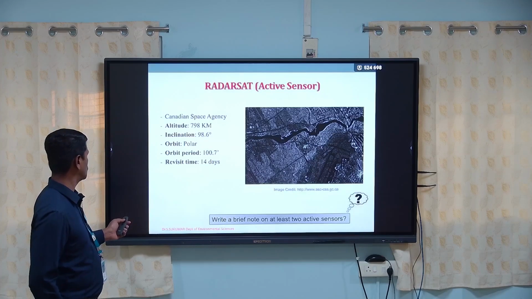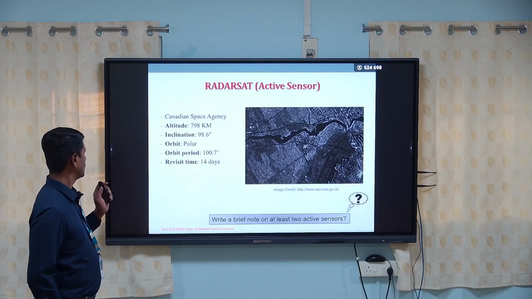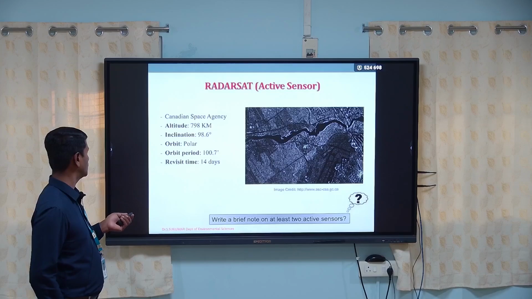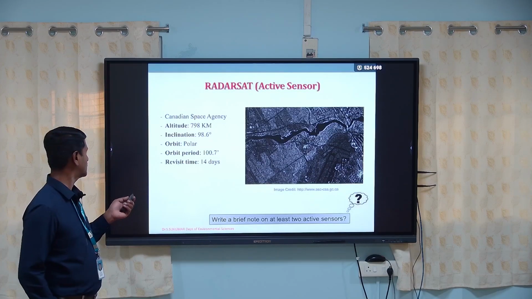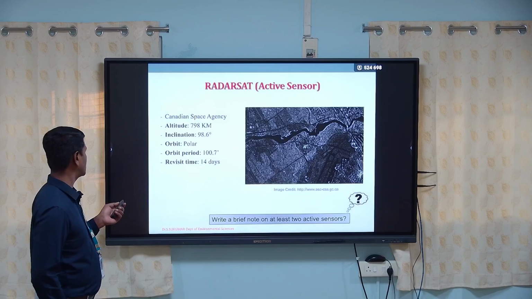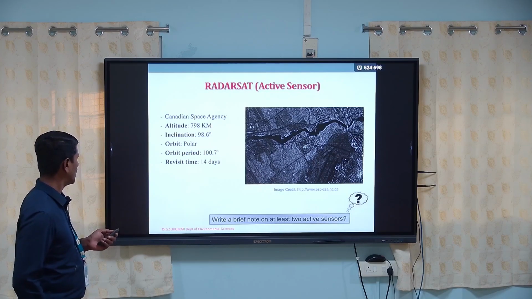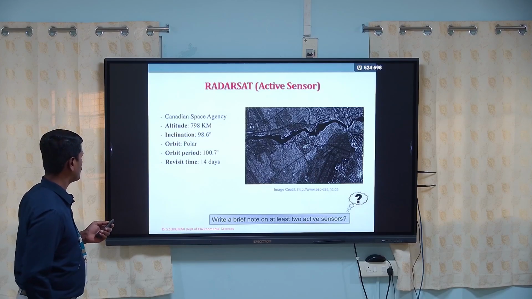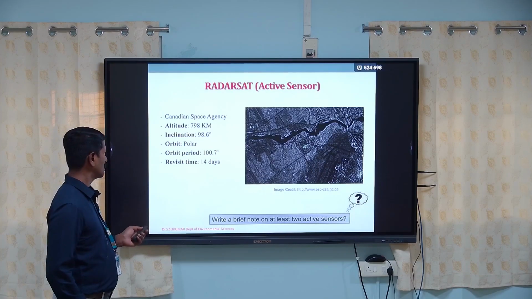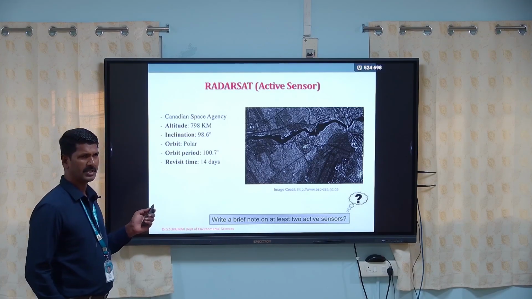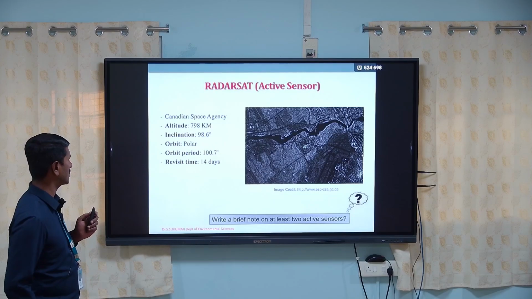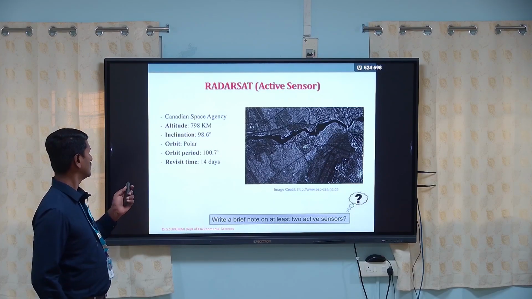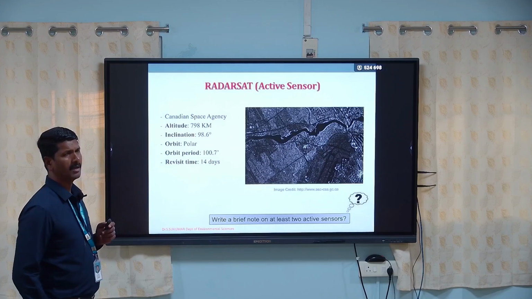The altitude from the Earth surface is 798 kilometers. This radar satellite's altitude is 798 kilometers from the Earth surface. The orbit period is 100.7 minutes. The repeatability is 14 days, so every 14 days we can extract this radar shot.